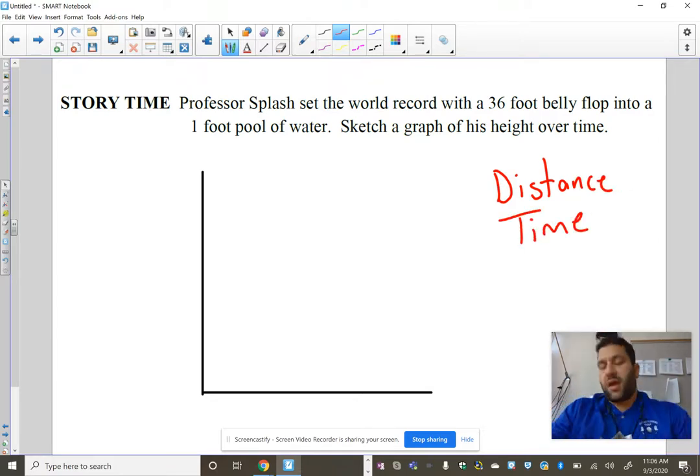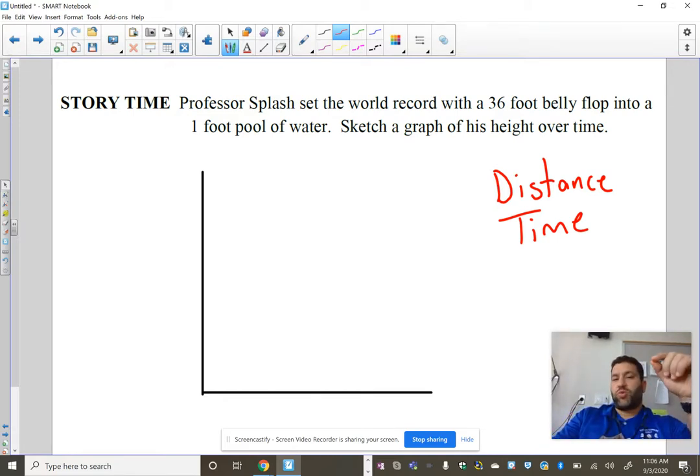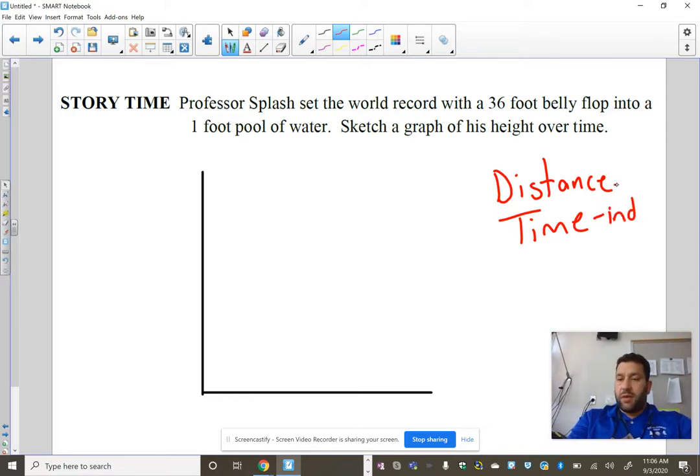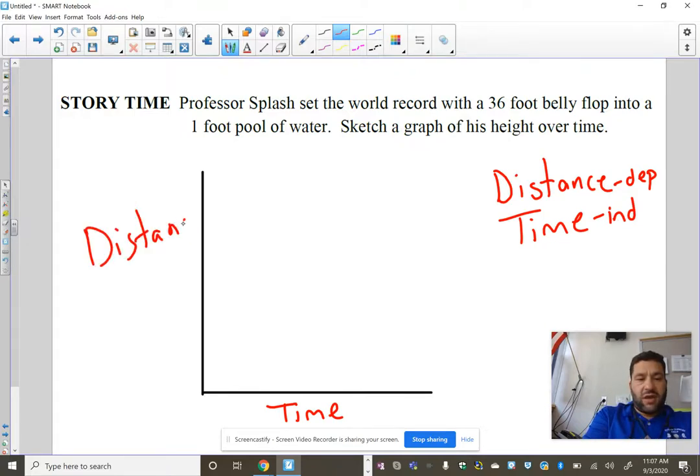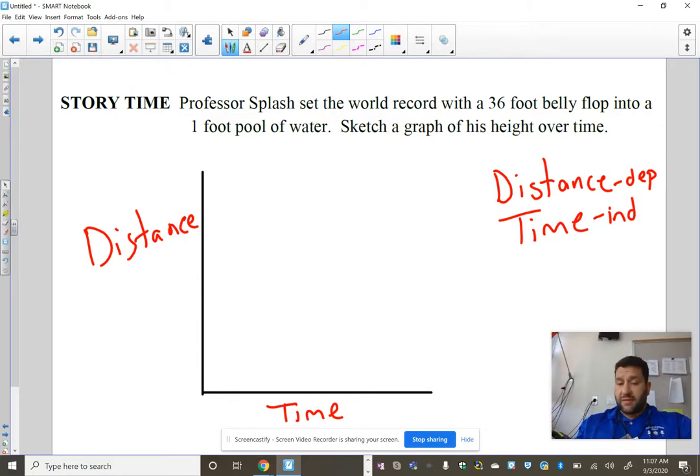Which one depends on the other? Well, the distance in the air that Professor Splash would be depends on the time, meaning time is our independent variable and distance is our dependent. Nine out of 10 times, maybe even more, time is going to be an independent variable because we don't have control over it. So time goes on the x-axis. Distance goes on the y-axis.